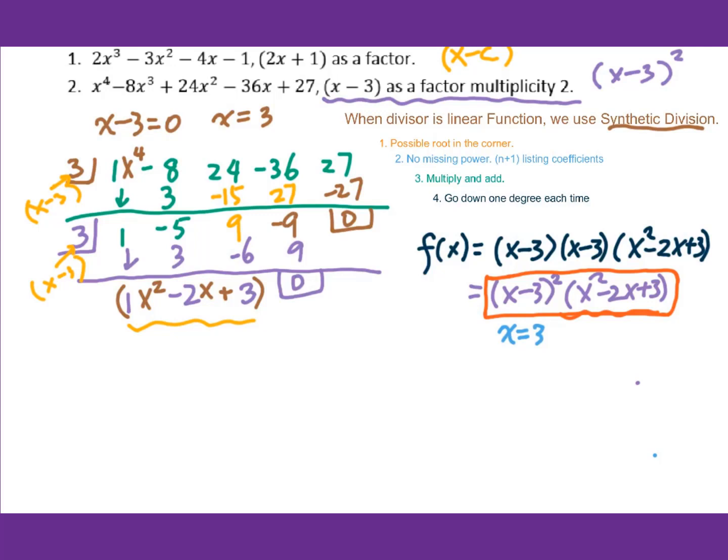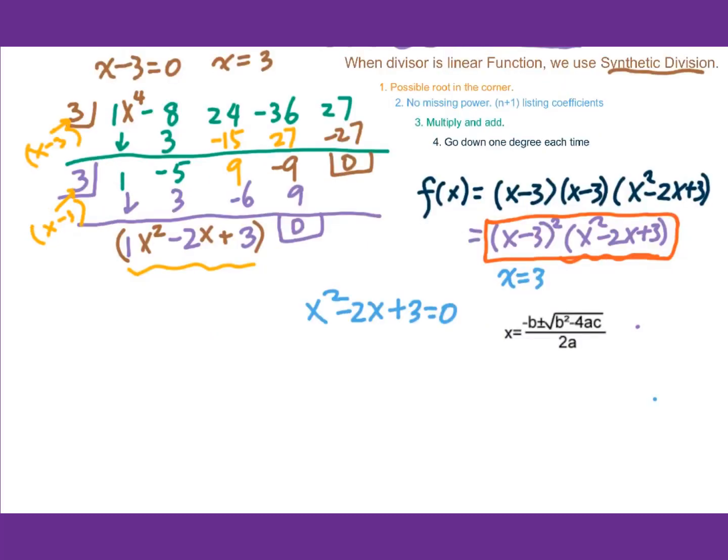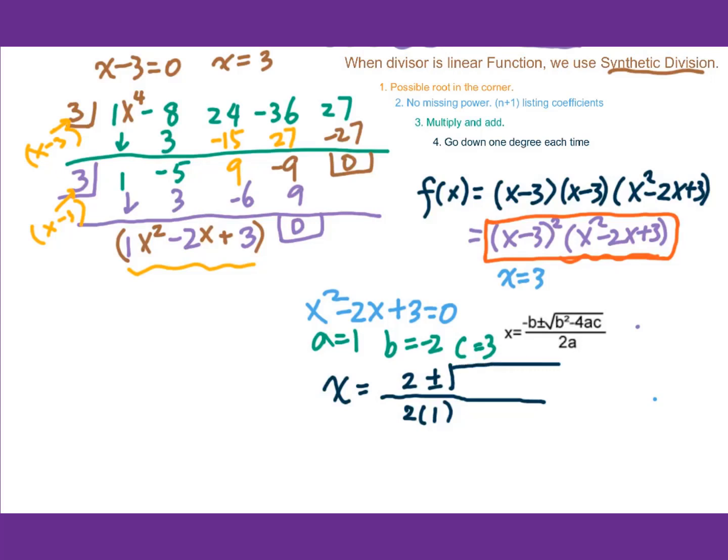We need x squared minus 2x plus 3 equal to 0. Solve for x. Still, we have to use the quadratic formula to solve this quadratic equation. A equals 1, B equals negative 2, C equals 3. So x equals, negative b means opposite of b, plus or minus the square root of negative 2 squared minus 4 times 1 times 3, over 2 times 1.